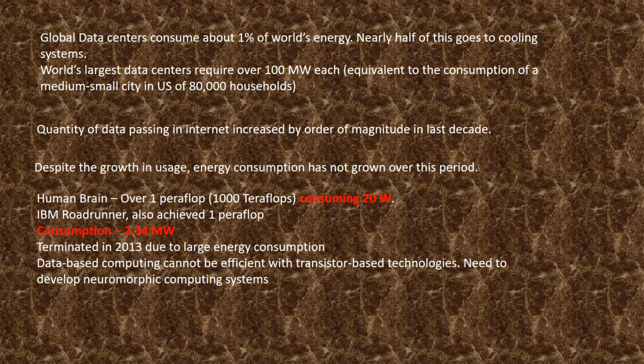Just one example here: if you take the human brain, it works at 1 teraflop, that's floating point operations per second, consuming only 20 watts. And we compare this to the IBM Roadrunner, which was a supercomputer working at about the same level, but it consumed 5 orders of magnitude greater energy.